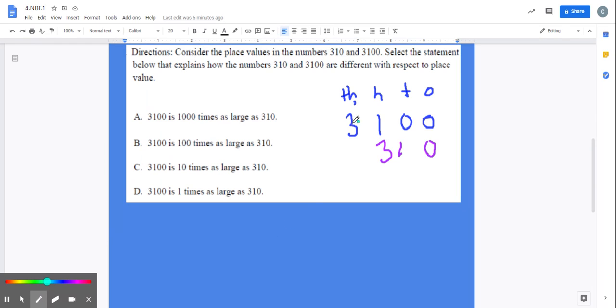So I'm going to start with the 3 in the thousands. I'm going to move 3 in the thousands to 3 in the hundreds. Now, when I get ready to do this, I see that 3,000 moved one place to the hundreds, and one place or one jump is 10 times.